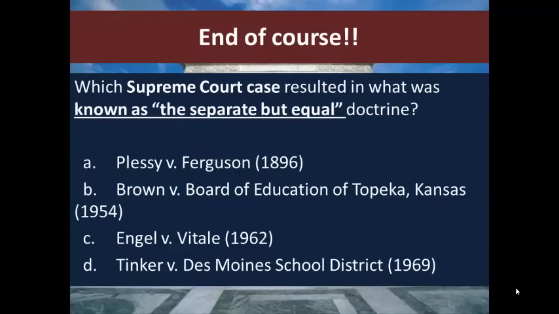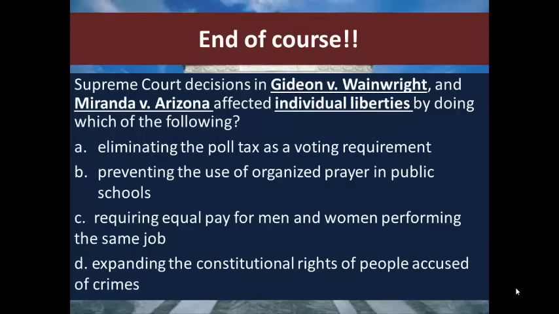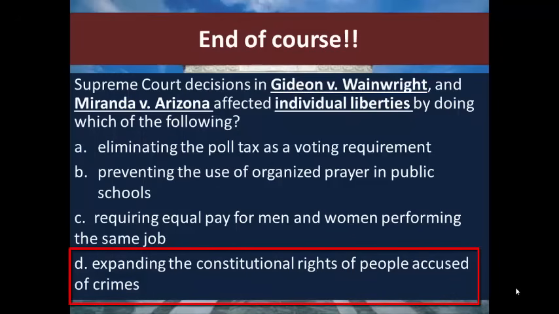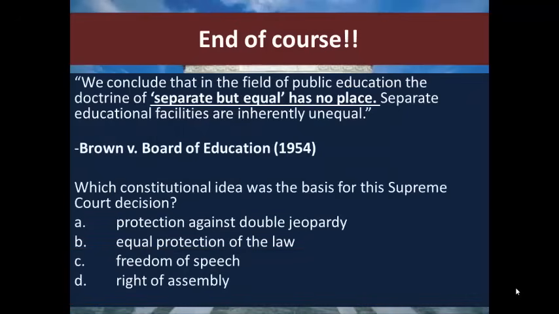Which case was known as separate but equal? Well, it wasn't very equal. This was not a good one. It was Plessy versus Ferguson. Remember, Plessy is the separate but equal case. Okay, Gideon versus Wainwright, Miranda versus Arizona. These expanded the rights for people accused of a crime. Okay, when the Supreme Court ruled in Brown versus Board of Education that separate but equal has no place in schools, they were, again, going back to that equal protection of the law as guaranteed by the 14th Amendment.